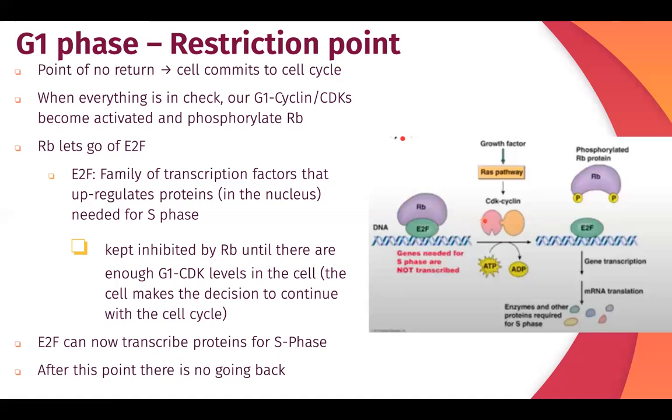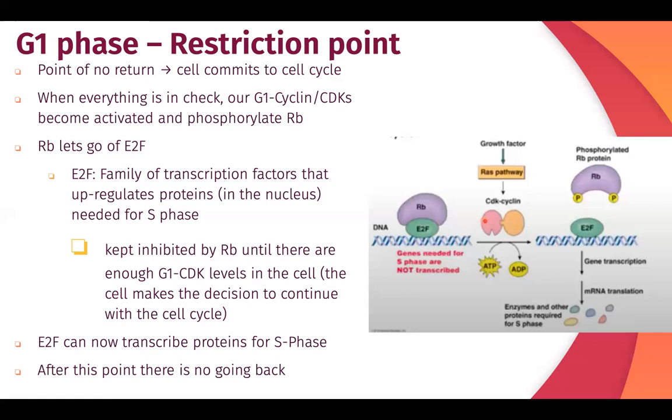RB is initially attached to E2F. When that's the case, E2F cannot go do its job. However, when G1 cyclin CDK goes to phosphorylate RB, it can let go of E2F. So now that E2F and RB are separated, E2F can then go and transcribe the proteins that are needed for S phase.